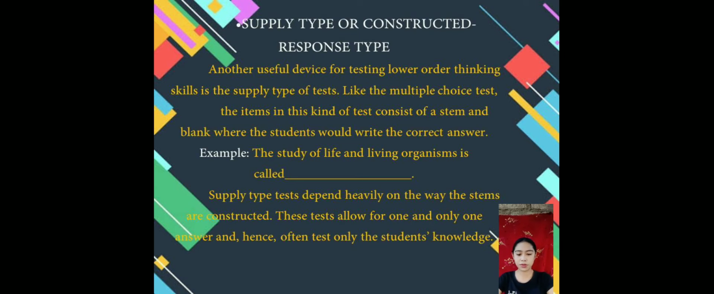Supply type or constructed response type. Another useful device for testing lower order thinking skills is the supply type of tests. Like the multiple choice test, the items in this kind of test consist of a stem and a blank, where the students would write the correct answer. For example, the study of life and living organisms is called blank. The supply type tests depend heavily on the way the stems are constructed. These tests allow for one and only one answer and hence often test only the student's knowledge.